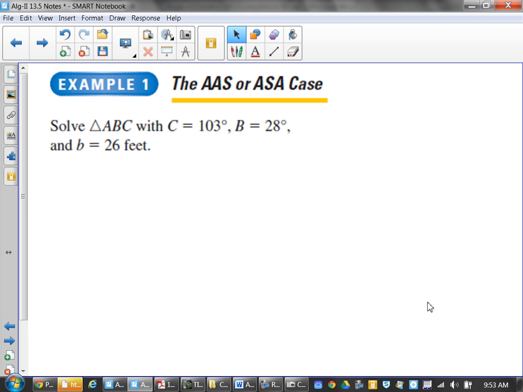Don't worry about the case here with this angle side and the angle side angle here. I'll explain that more in depth tomorrow. So if I want to solve triangle ABC that has angle C of 103, angle B at 28, and side B at 26, what do you think the very first thing I want to do is? Draw it out. Okay. I want to draw it out just to get an idea of what it looks like so I know what goes where.